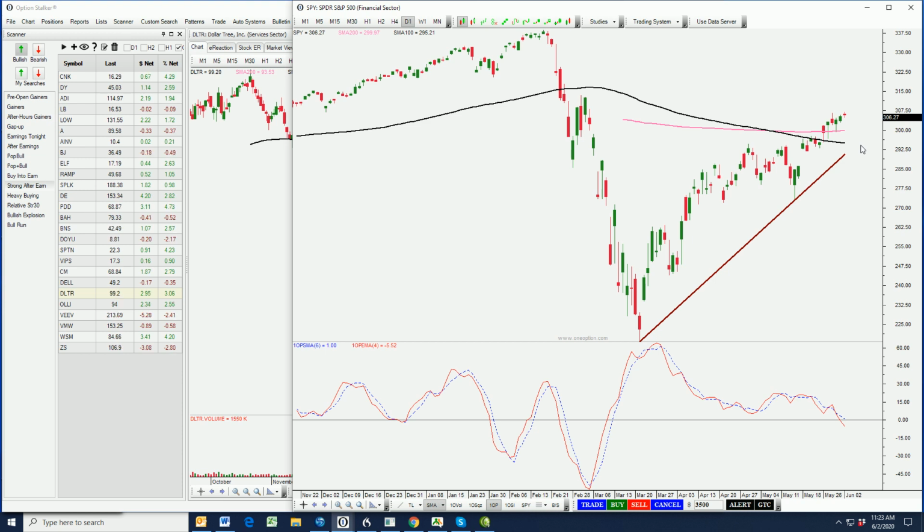I see this as a very low probability trading environment for swing trading and for day trading, so I'm keeping my size down. On my day trades, I'm trading half of my normal size in the morning. I'm trading a quarter of my normal size in the afternoon.